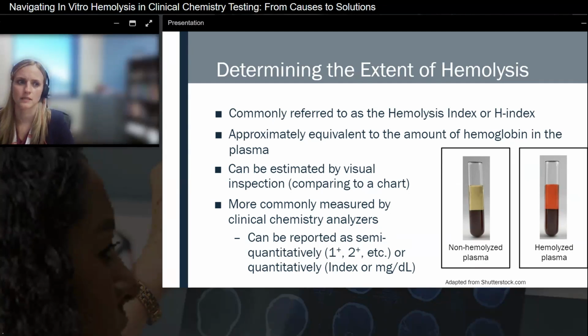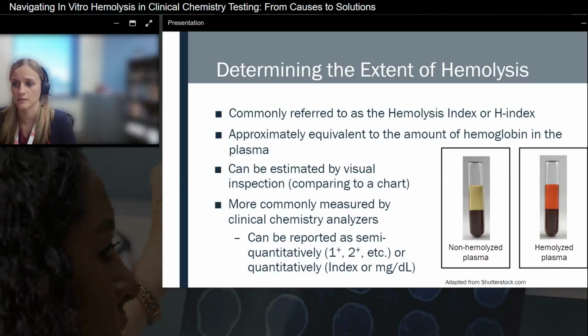So how do we determine the extent of hemolysis? It can be estimated by visual inspection. Due to the hemoglobin found in the red blood cells, when the extent of hemolysis is increased, or there are more red blood cells that have ruptured, the specimen will appear more red. In the image shown here, the specimen on the left is non-hemolyzed plasma, while the specimen on the right contains hemolyzed plasma, so you can see it's more red.